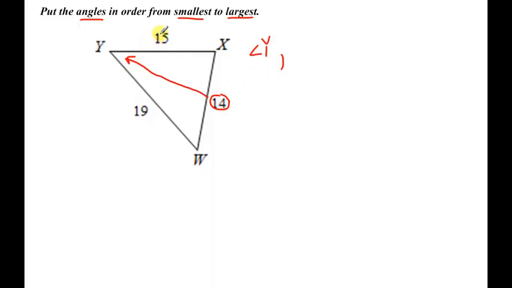Next is the middle one. The middle one is the 15. So it's directly opposite the mid-size angle. So that's going to be angle W is next. And my largest one is this 19 length. So my largest side is right across from it right here. Angle X is the largest. And that's the opposite parts theorem. I hope you find it pretty easy.